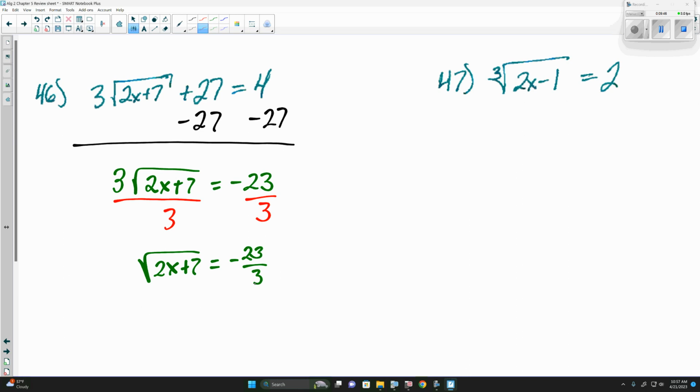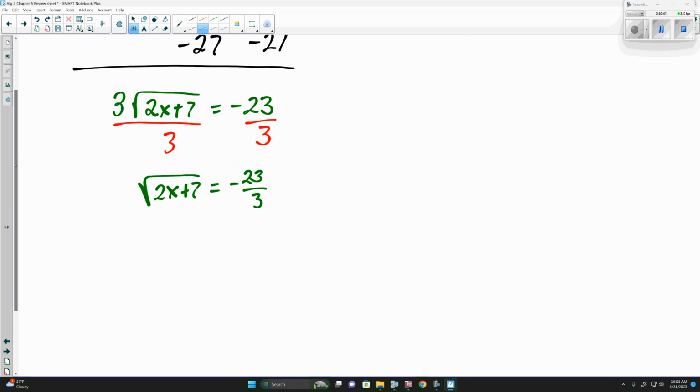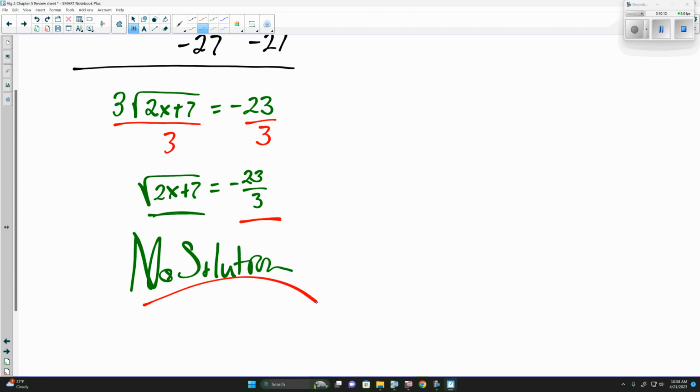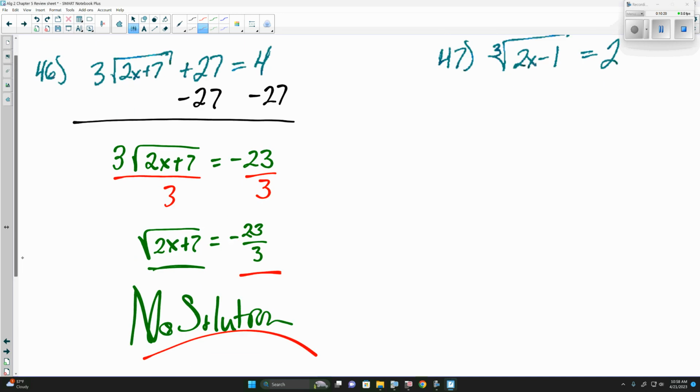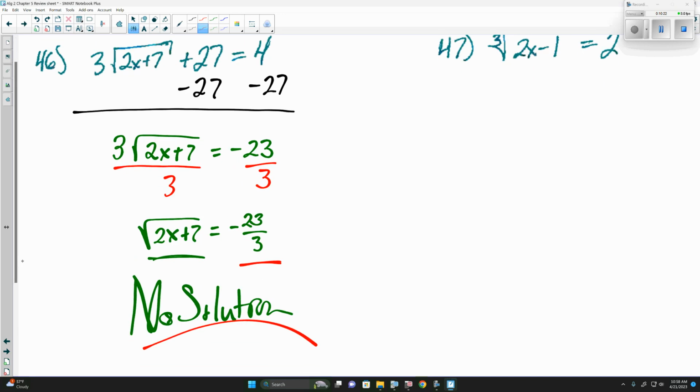Once we did those two steps, is the radical by itself? Yes, there's nothing added to it, there's nothing being subtracted from it, and there's nothing being multiplied in front of it or divided by it. Now at this point here, we're going to stop because there's no way a radical can equal a negative. So this one here is no solution. Any questions on 47?